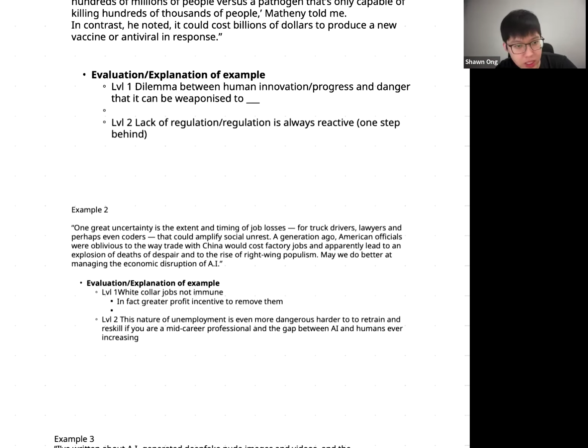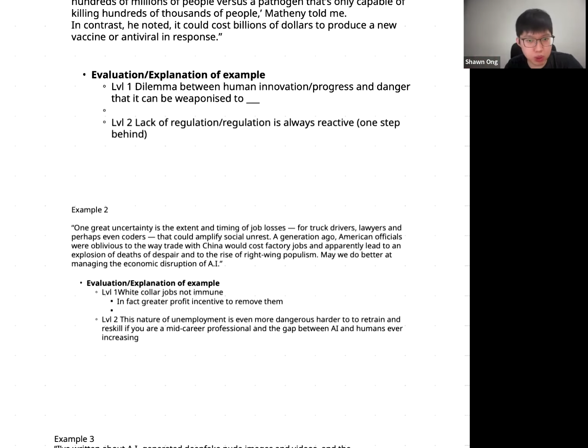The level 2 evaluation is this. This nature of unemployment is even more dangerous, right? Because it's harder for a mid-career professional, say you're a lawyer or coder, and you're maybe mid-30s, mid-40s, it's more difficult for you to retrain and reskill and go into another industry.